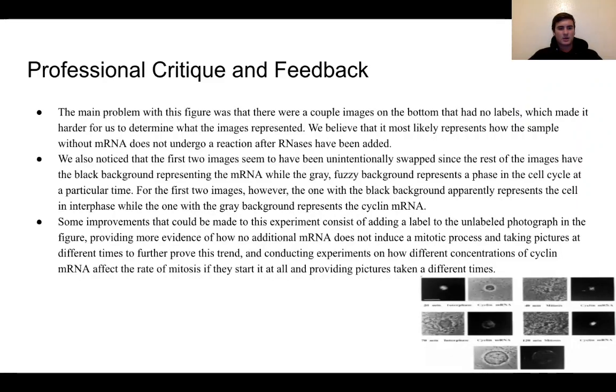It can lead to greater confusion when trying to analyze the article. Some improvements that can be made to this experiment and journal consist of adding a label to the unlabeled photograph in the figure, providing more evidence of how no additional mRNA does not induce a mitotic process, taking pictures at different times to further prove this trend, and conducting experiments on how different concentrations of cyclin mRNA affect the rate of mitosis, if they start it at all.